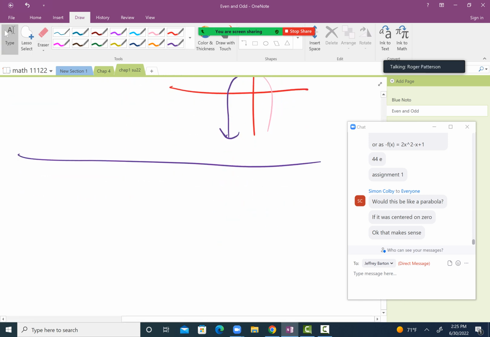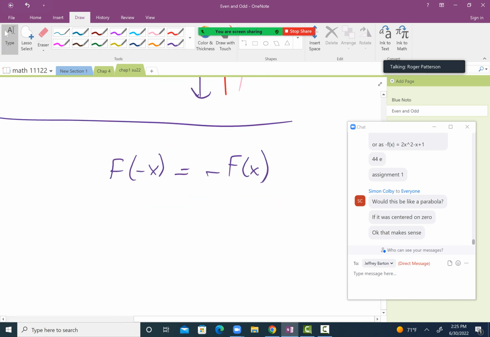An odd function says this: f of negative x is equal to the negative of f of x. Now they're saying something different. This one's a little tougher to figure out symmetry-wise, because it's symmetric about the origin.